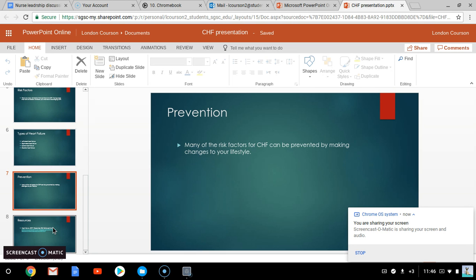Many of the risk factors for congestive heart failure can be prevented by making changes to your lifestyle. You should not smoke or quit if you do smoke. You should get regular exercise. Lose weight if you're overweight or obese, as this puts more work on the heart. Maintaining your diabetes or high blood pressure, and reducing stress.